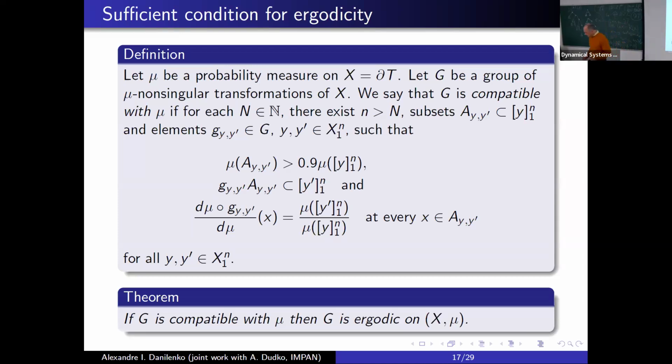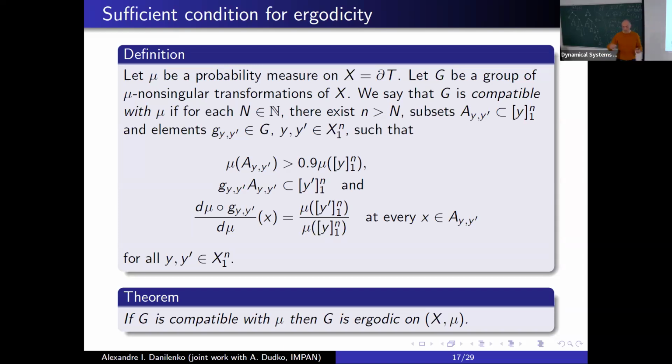So what is the meaning of this concept? How to check that G is ergodic? This means that whenever we have two disjoint subsets, then it's possible to move the first subset to the second with an element of the group in such a way that they overlap, and the measure of the overlap is positive. But of course, we have too many subsets. It's difficult to check all of them.